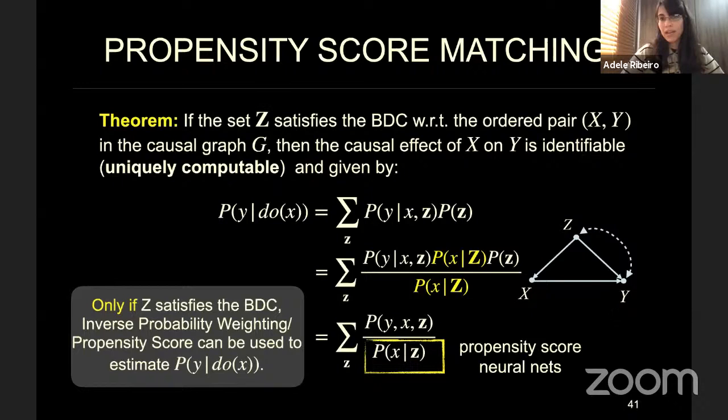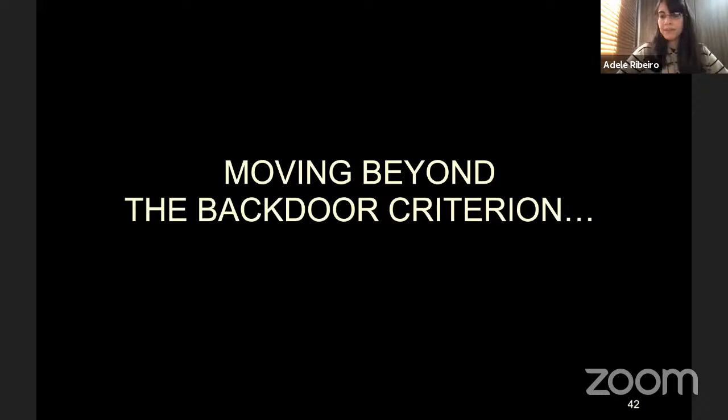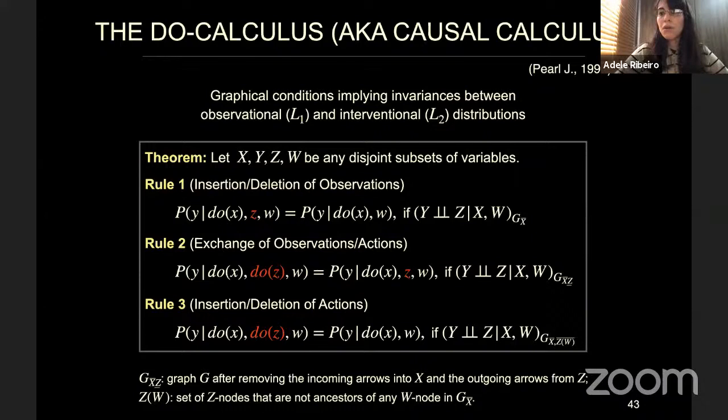So how can we move beyond the backdoor criterion? Pearl developed the do-calculus, also known as causal calculus, in 1995. The causal calculus consists of three inference rules. I don't want to go through all these rules here; you can check the causality book. But the idea is that these graphical conditions ensure some invariances in the probability. These allow us to move from the interventional case to the observational case, right? Using these rules, we can create a derivation: we rewrite the expression until we have the interventional distribution in terms of just the observational distribution.